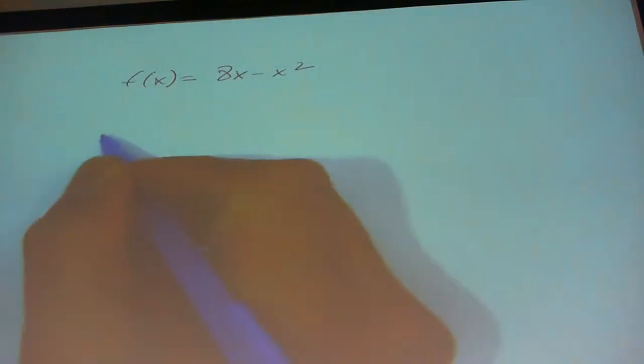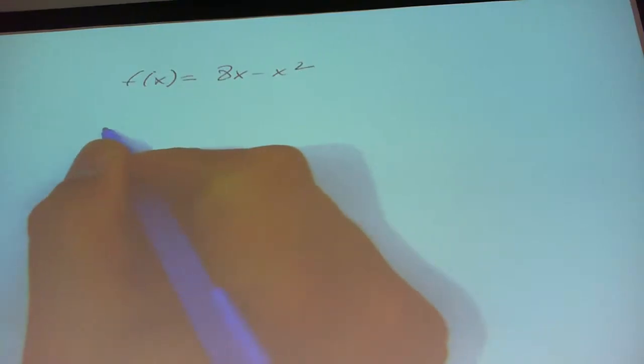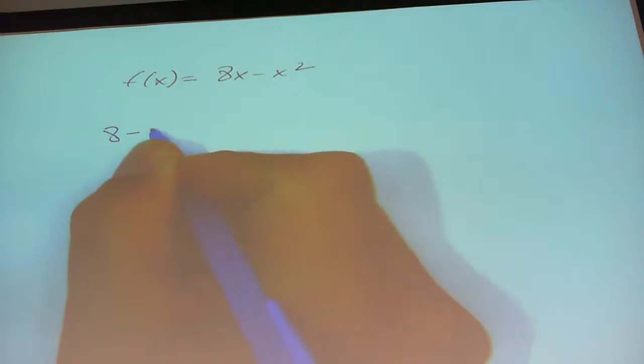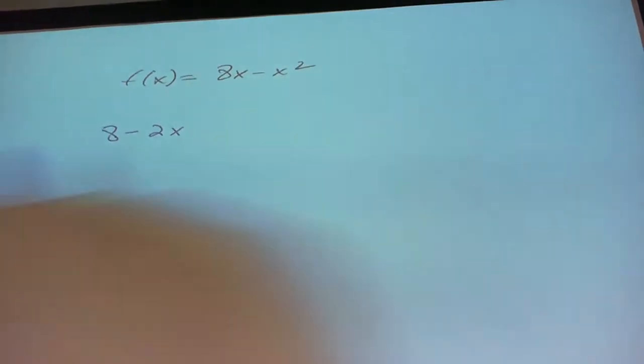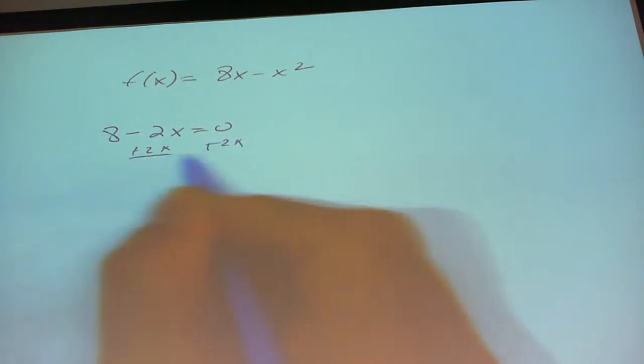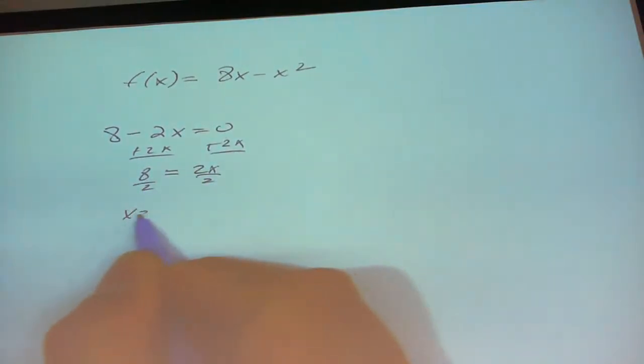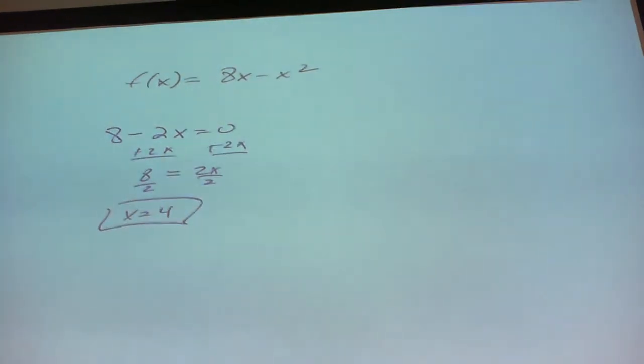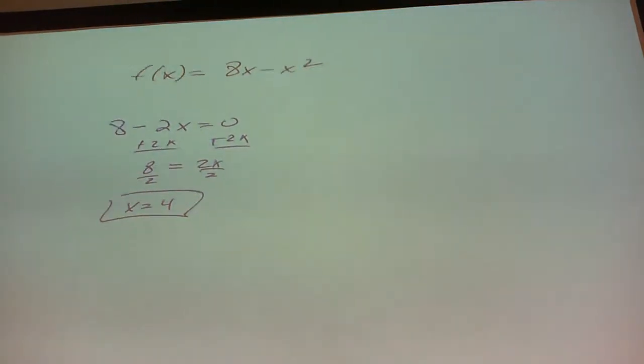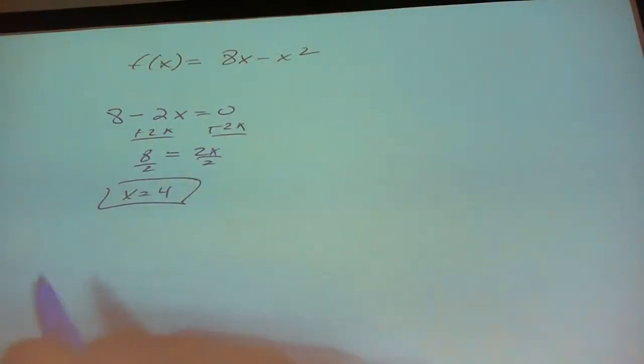Okay, so if we take the derivative, what do we get? 8 minus 2x. Good. Set it equal to 0. Add 2x, add 2x. 8 equals 2x, divide by 2, divide by 2. Notice I'm showing my work, but I'm not going to sit here and explain how to solve for x. Okay, we all know how to do that. So we find that.